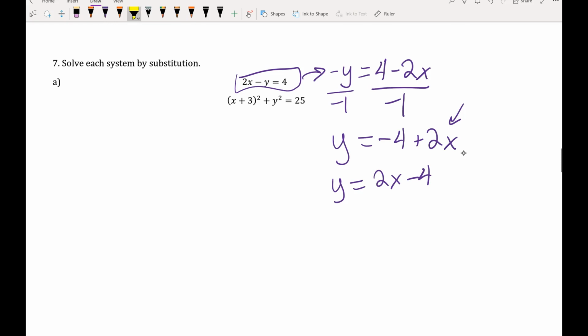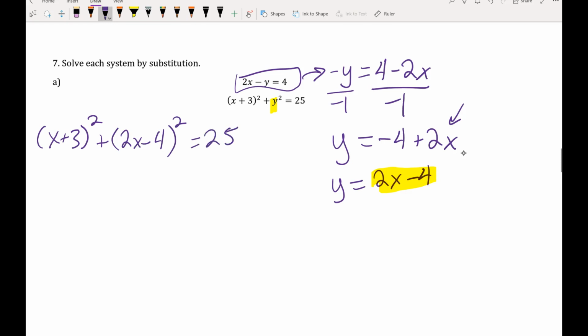So what I'm going to do is take this value for y and plug it in for that y right there. So what that looks like is x plus 3 squared plus, instead of y, I'm going to write 2x minus 4 squared equals 25. I've got two binomials squared. I could write both of them twice and distribute. So x plus 3 times x plus 3 plus 2x minus 4 times 2x minus 4.